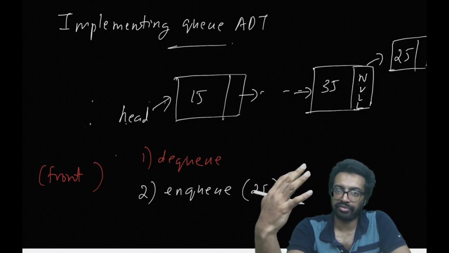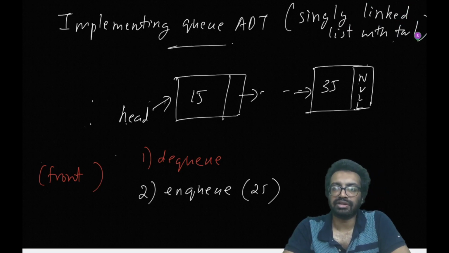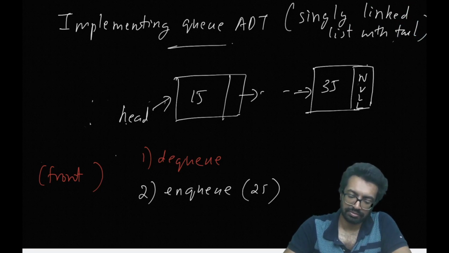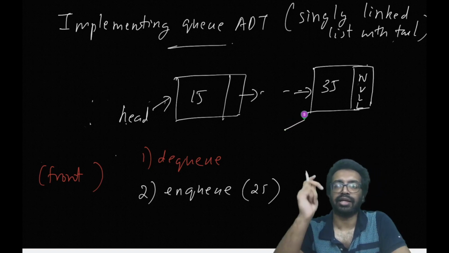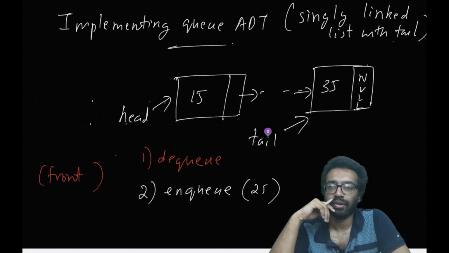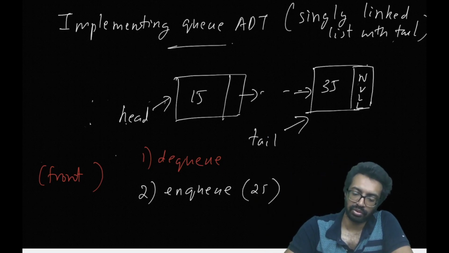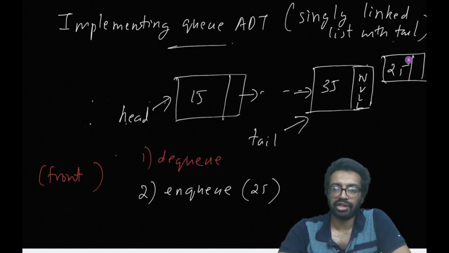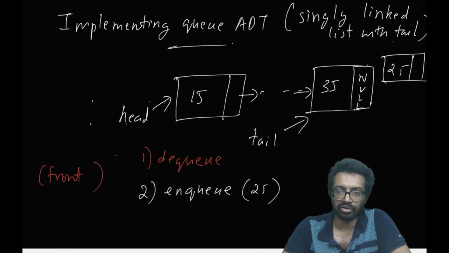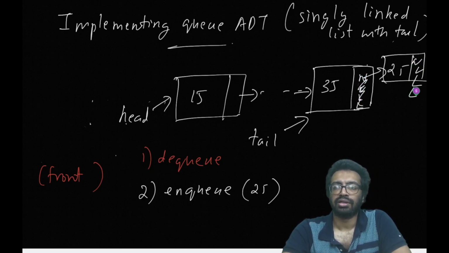And what is a better way to implement? We use a singly linked list with tail. That can implement the enqueue operation. Now, if you want to do the enqueue operation, it's very easy to do. You put 25 here, you have the tail pointer, use the tail pointer to get the node with 35 and remove this null from here and add null here. This is very easy to do. This is something we saw earlier. So with a singly linked list with tail, we can implement a queue.